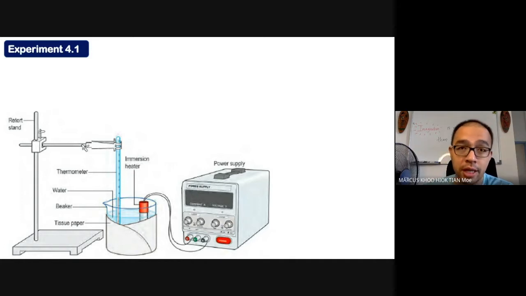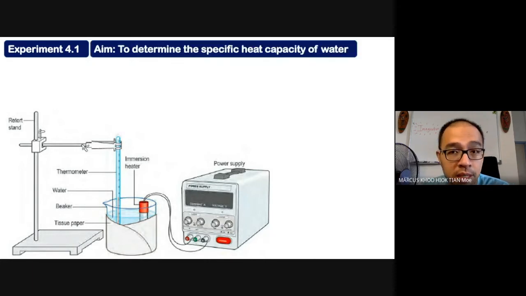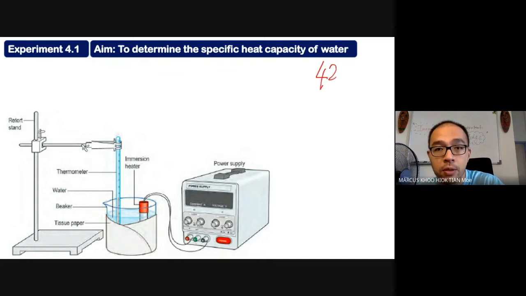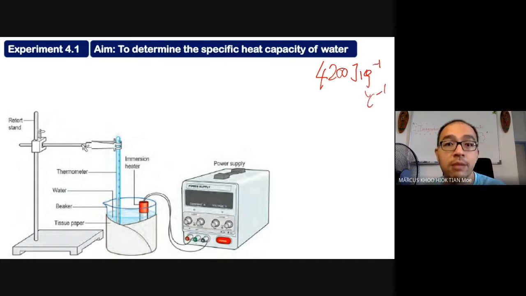I think it's a good experiment for us to determine two things. One is to determine the specific heat capacity of water. The specific heat capacity of water is actually 4200 joules per kilogram per degree Celsius. That is the specific capacity. It means 1 kilogram of water needs 4,200 joules of heat energy in order to increase it by 1 degree Celsius.